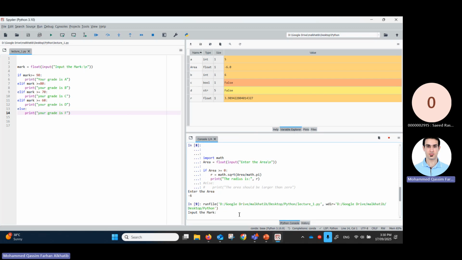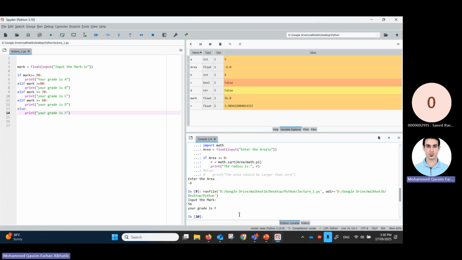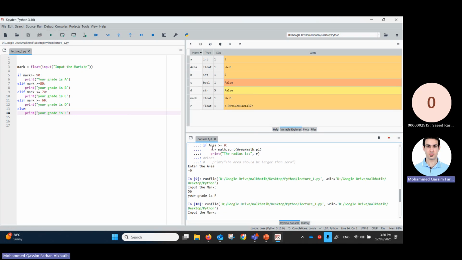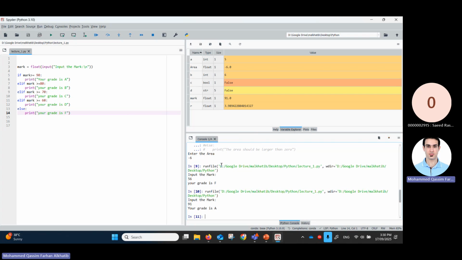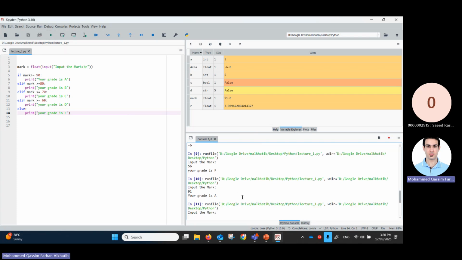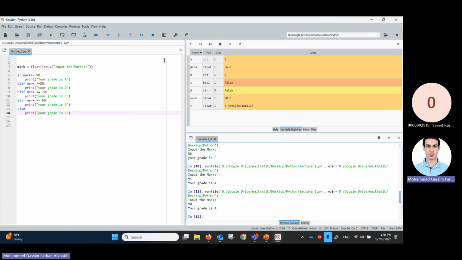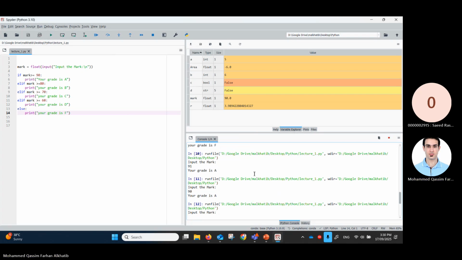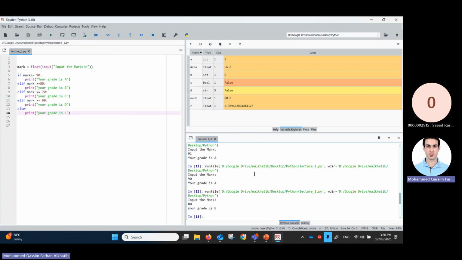Input mark. Okay, let's say 56. Your grade is F. Another, 91. Your grade is A. Let's say if it was at the boundary 90, it is A. 80, still B, and so on.